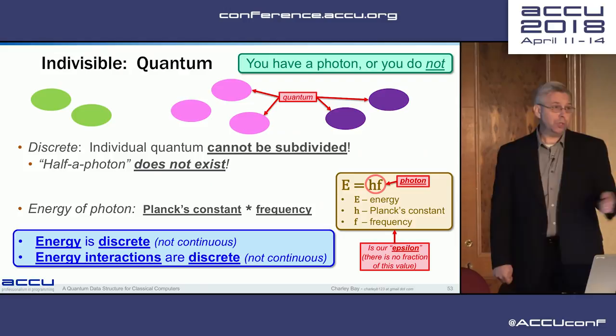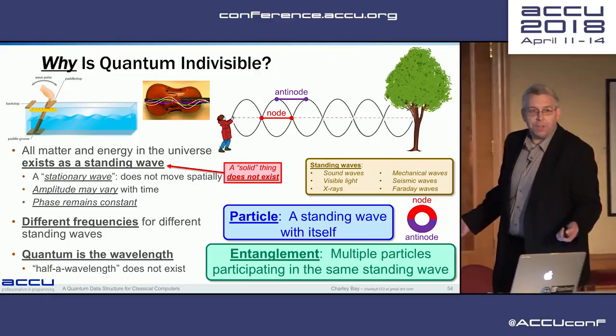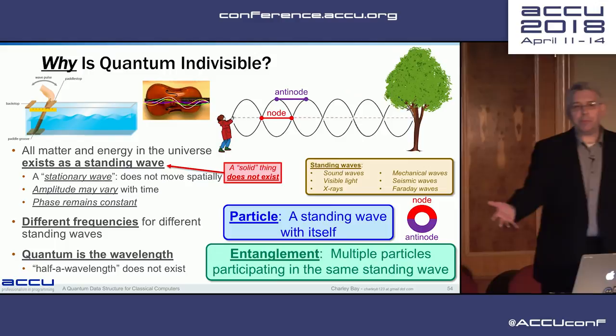So hf, that's a photon. That's our epsilon for light. Okay, so why is it indivisible? Well, the phenomenon makes sense. Light comes in, it hits electrons. 120 years later, we kind of know electron orbitals and particle-wave duality. We kind of get all that stuff.